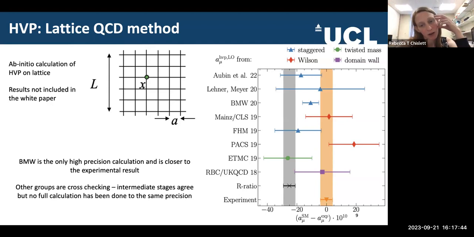And so they're working hard at the moment to see if they agree with the BMW result or look for any discrepancies. And they hope to try and resolve these various discrepancies in the same time frame as us publishing the result from the entirety of our data set. But at the moment, the theory is a little unclear.